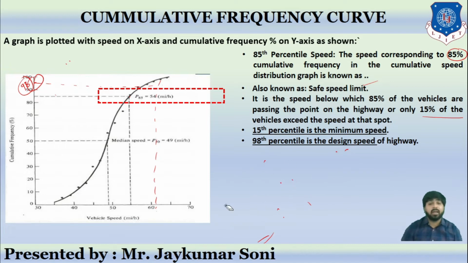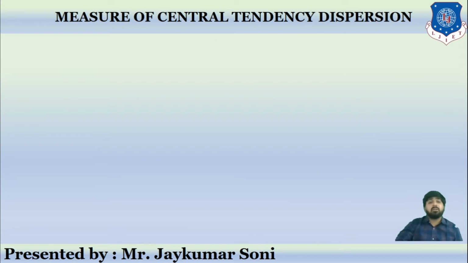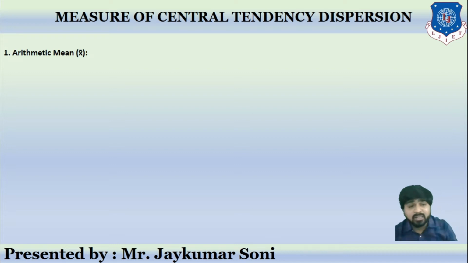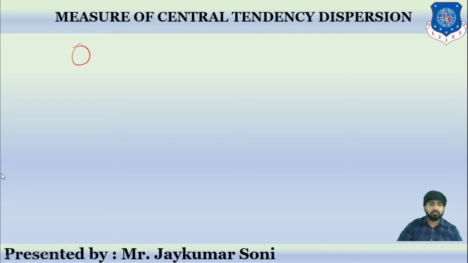The reason behind teaching this is the number of examples that can be asked for this session. Numerous examples can be asked based on the cumulative frequency curve. Let us discuss the measures of central tendency and dispersion. There are three methods through which you can measure the central tendency of the speed distribution. First is called the arithmetic mean, denoted as x bar.